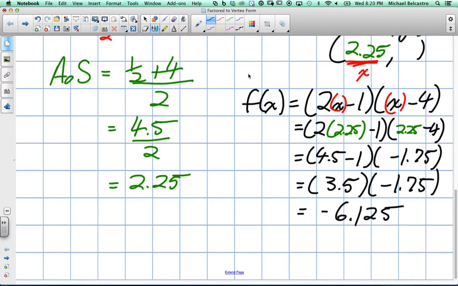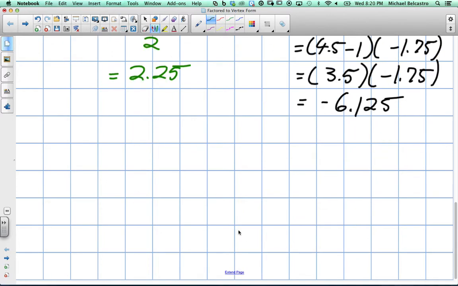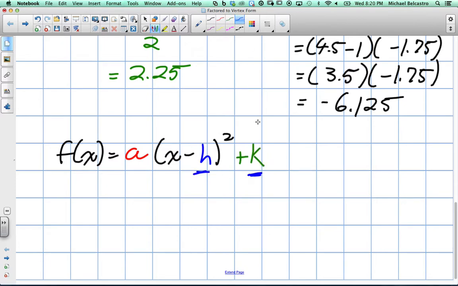Great. So that's the y value. And I should have done this in blue because I wanted to relate to something. And this we'll do in green, negative 6.125. Okay. So I found the vertex. And in order to go to vertex form, y equals f of x is equal to a times x minus h squared plus k, right? Well, the h and the k are represented by the x and y of our vertex.